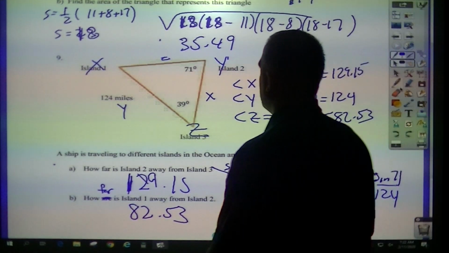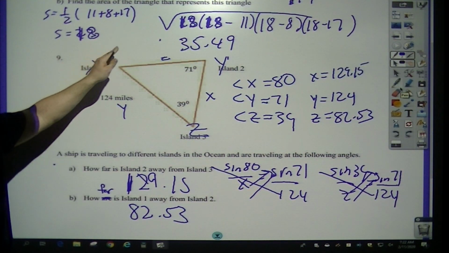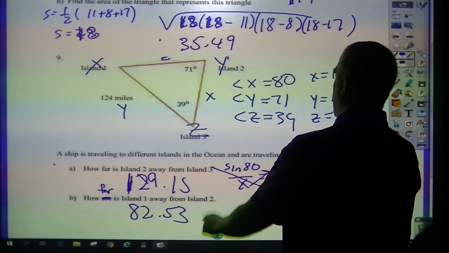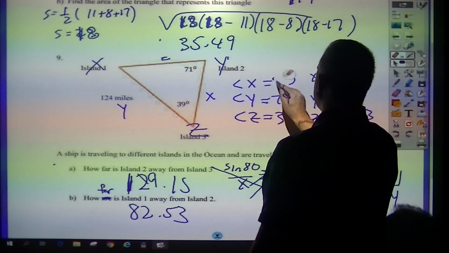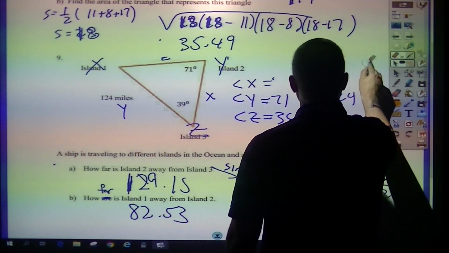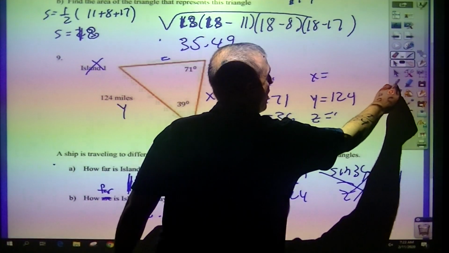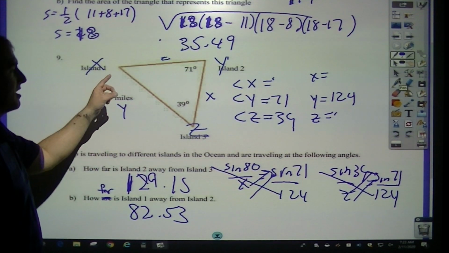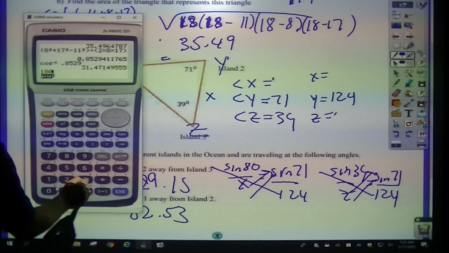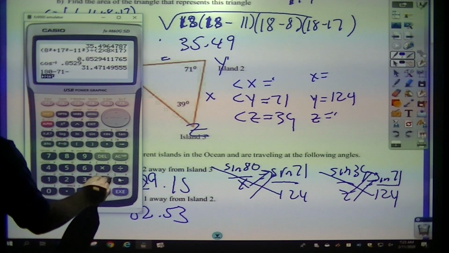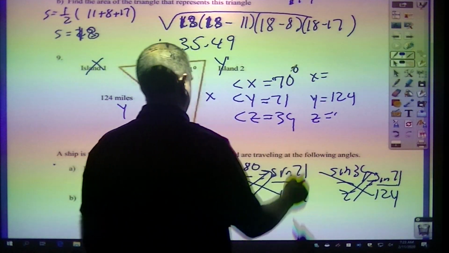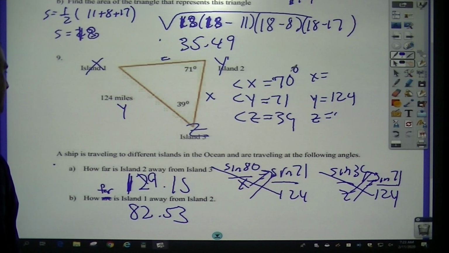Moving on to the last question. The big thing is you want to label these X, Y, and Z. What they gave you to start is angle Z, angle Y, and side Y, but they didn't give you the other angle. So this would just be a regular law of sines problem, because I have 2 angles and 1 side. So I would do 180 minus 71 minus 39, that would be 70 degrees.